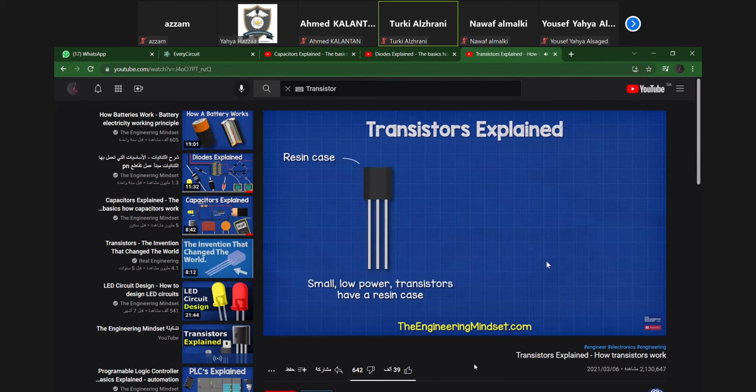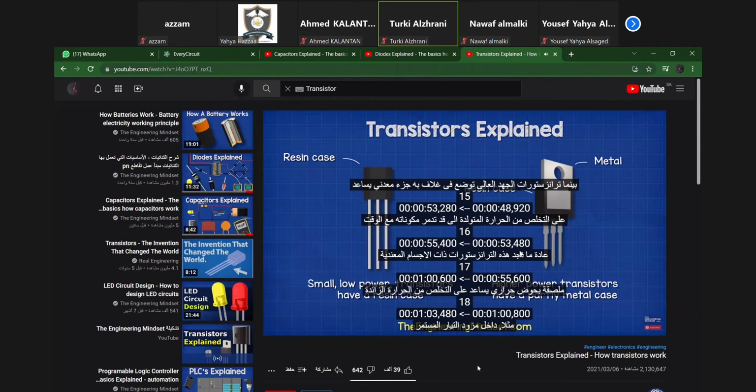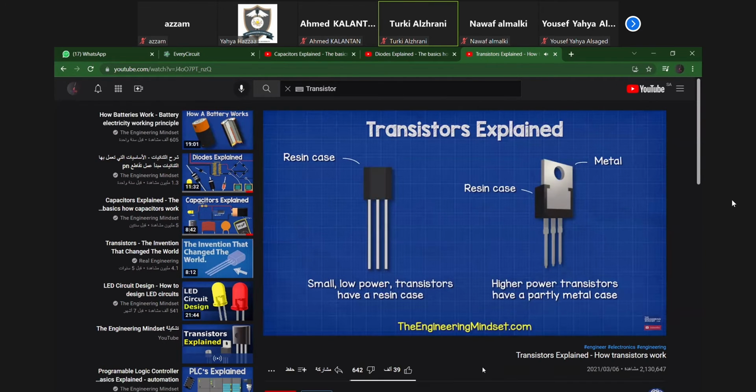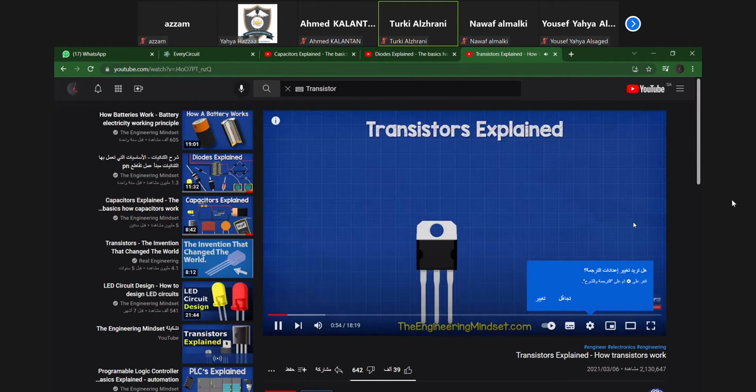Small, low-power transistors are enclosed in a resin case to help protect the internal parts, but higher power transistors will have a partly metal case, which is used to help remove the heat which is generated, as this will damage the components over time. We usually find these metal body transistors.